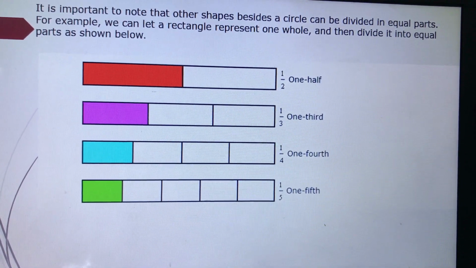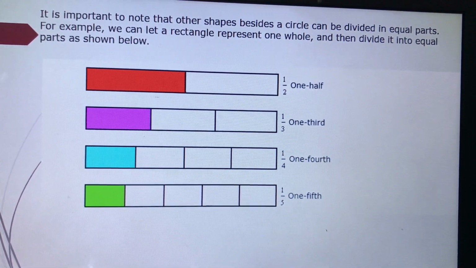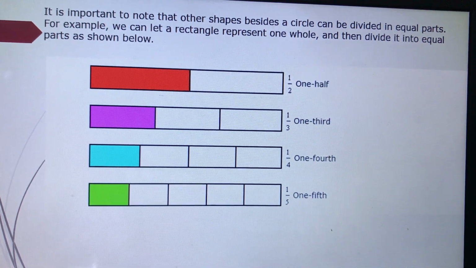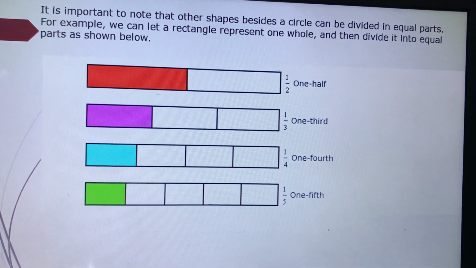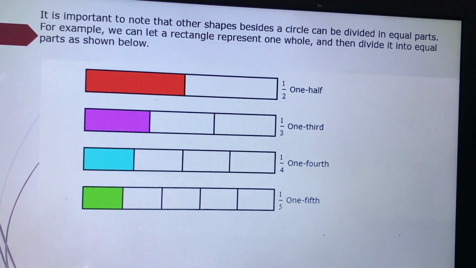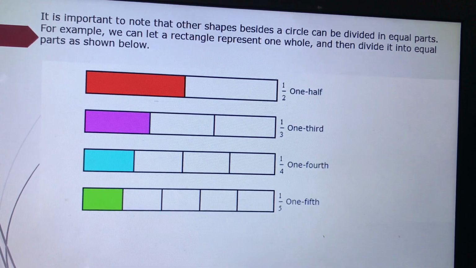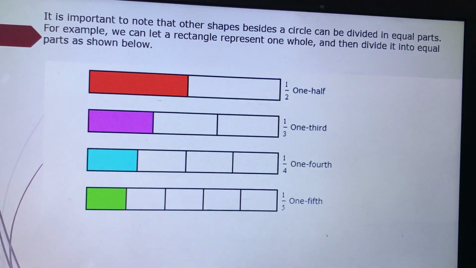Second, if I have a rectangle and I divide it into three equal parts and only one part of it is shaded, then it will be 1 by 3 and we read it as 1/3. First we write the shaded portion, and last we write the total number of portions, or you can say first we write the numerator and then we write the denominator.